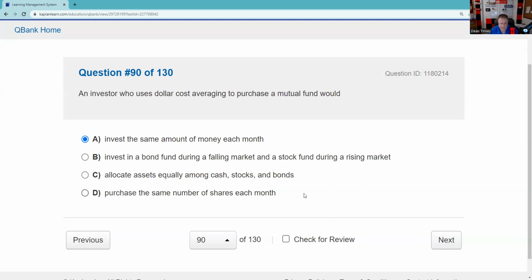I'm just checking my answer set. Remember RTFA? The whole point of D, remember, the whole point of this, you're going to buy more shares when they're low and fewer shares when they're high, which you should be doing. So you're not going to get the same number of shares.